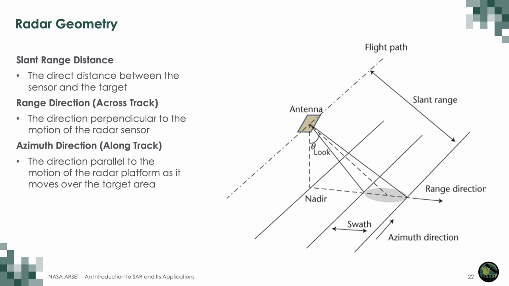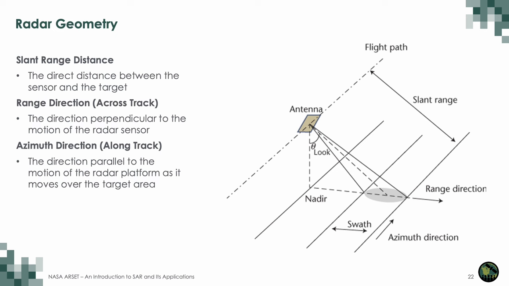So let me first explain some of the terminology in radar geometry. The instrument measures distances between the sensor and the point on the Earth's surface where the signal is backscattered. This distance is slant range. So look at the illustration here. It's the direct distance between the sensor and the target.